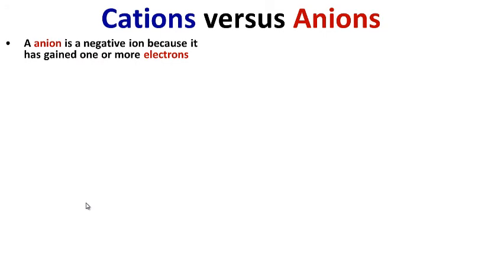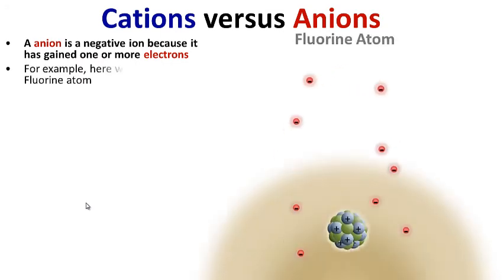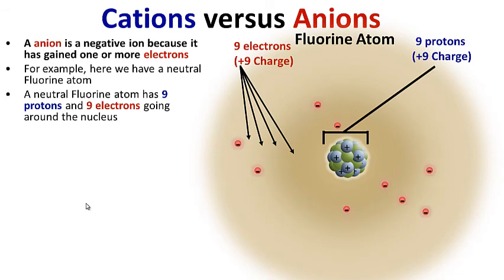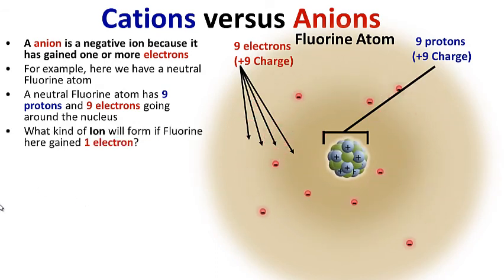An anion is a negative ion because it has gained one or more electrons. For example, here we have a neutral fluorine atom. Okay, a neutral fluorine atom has 9 protons and 9 electrons, so equal amounts of electrons and protons. So what kind of ion, though, will form if fluorine here picked up or gained 1 electron?